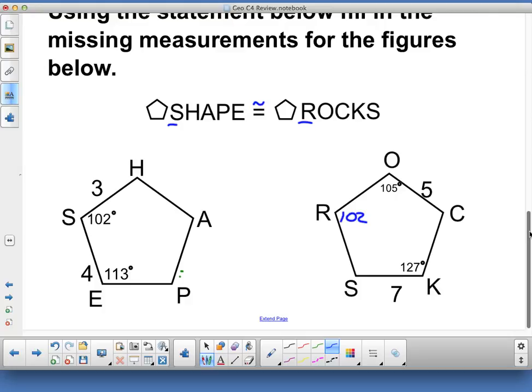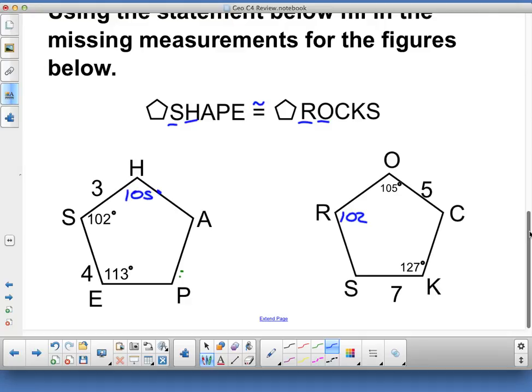Well, based on congruence, H and O are in the same positions. What do you know about angle H? 105. Mr. Bianchi, if you could close that down. Zimmerman, close down your computers. Thank you. So we got 105.